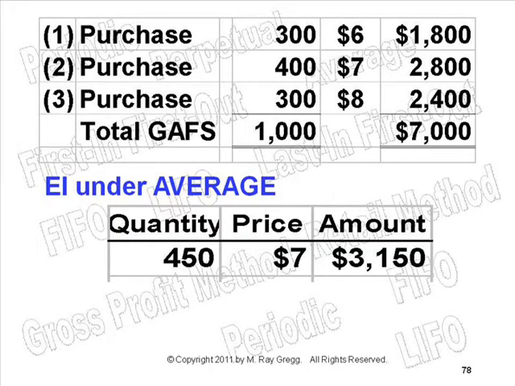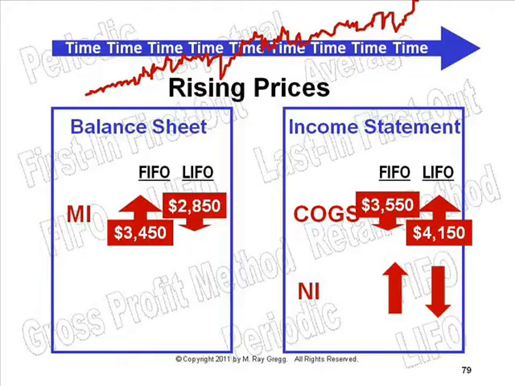Let's determine ending inventory. 450 units in ending inventory at the average price of $7 a piece is $3,150. Now, let's write that on our handout. Let's see how that compares to other answers. Average should be someplace in between, someplace in the middle. So the extremes were FIFO was $3,450 and LIFO was $2,850. This number we just determined, $3,150, is someplace in between. We ought to write that on the handout and see that it falls between the other two extremes, FIFO and LIFO.